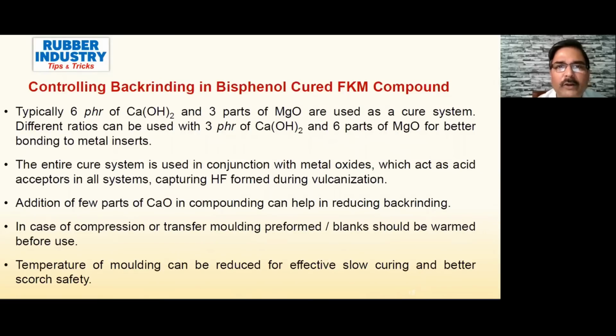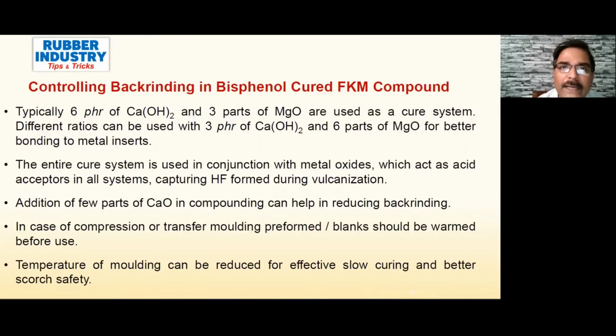Typically, for curing, 6 phr of calcium hydroxide and 3 parts of magnesium oxide are used. Different ratios can be used, with 3 phr of calcium hydroxide and 6 parts of magnesium oxide for better bonding to metal inserts. The entire cure system is used in conjunction with the metal oxides, which act as acid acceptors in all systems, capturing hydrogen fluoride formed during vulcanization.